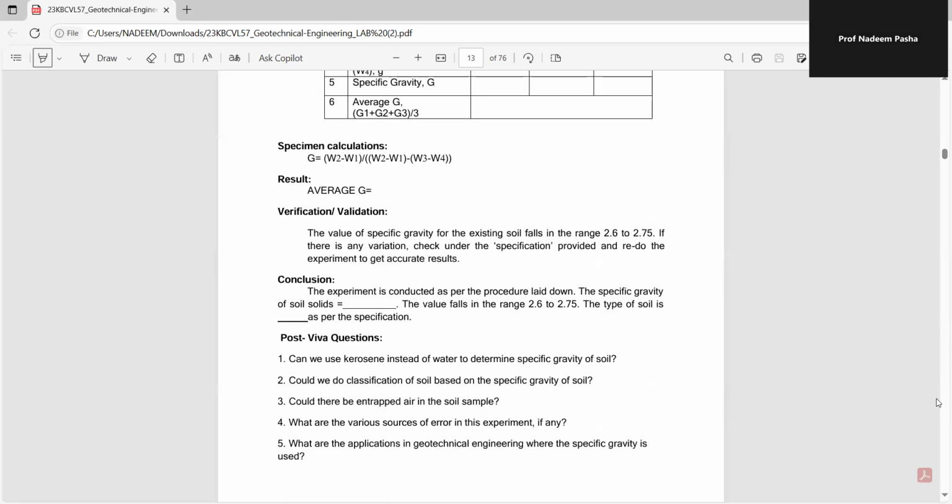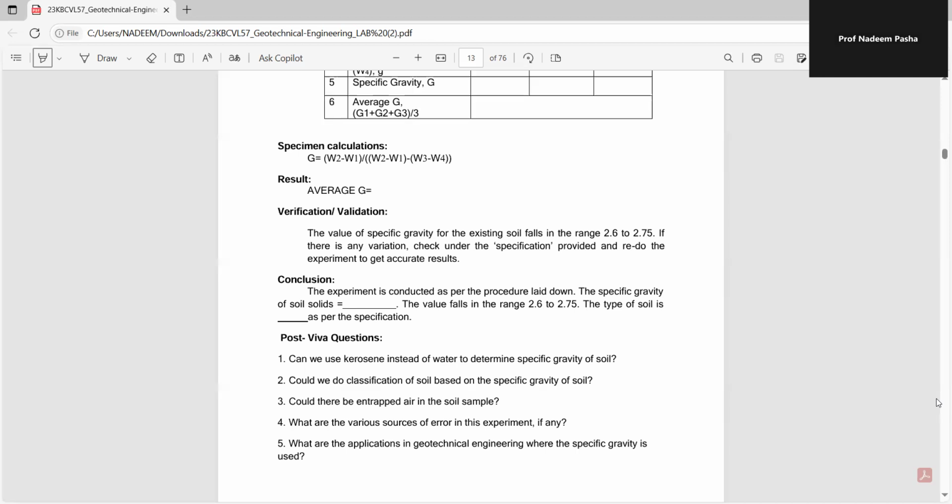So what is the validation? The value of specific gravity for the existing soil falls in the range of 2.6 to 2.7. If there is any variation, check under the specification provided and read the experiment to get an accurate result. So specific gravity ranges from 2.6 to 2.75. If the value is in this range, you just keep it. If the value is different, the experiment is conducted once again.